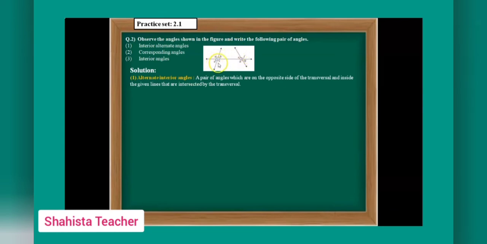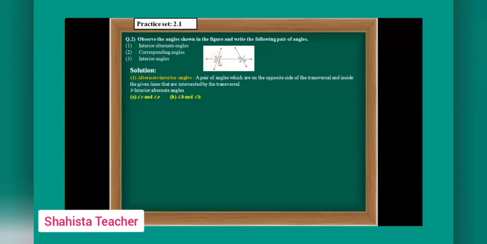So here, the pair of angle C is angle E, and the pair of angle B is angle H. Okay, and see, this creates a shape Z. This creates a shape Z. Similarly here also this creates the shape of Z. So here we have to write the pair of alternate interior angles. So here we will write alternate interior angle pair, interior alternate angle, angle C.